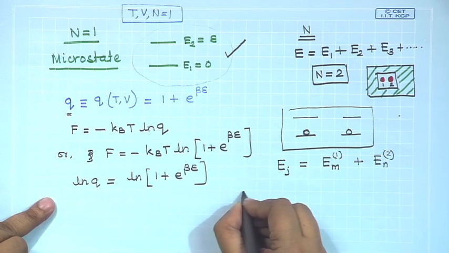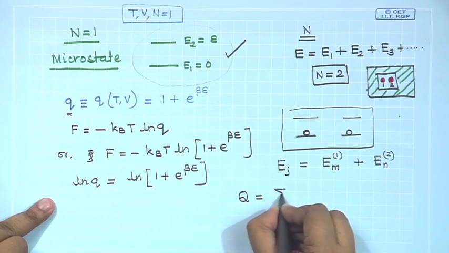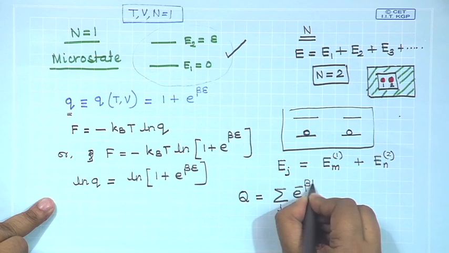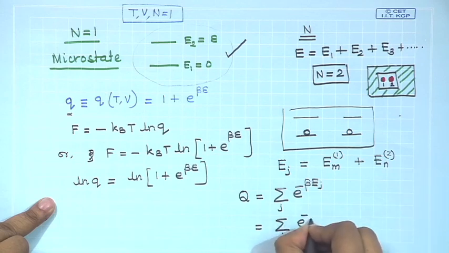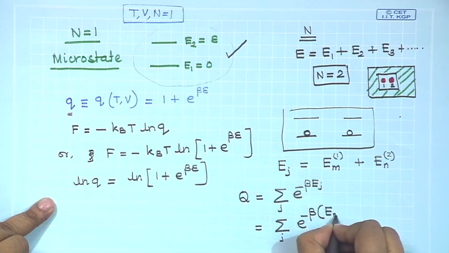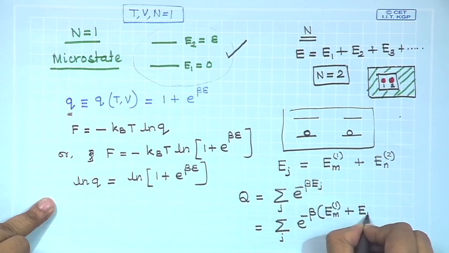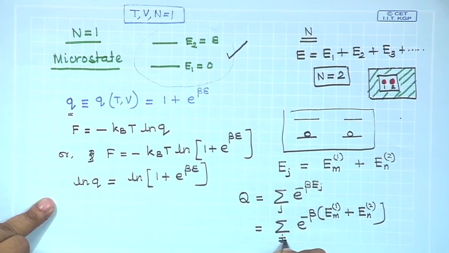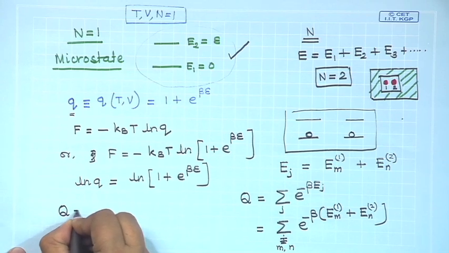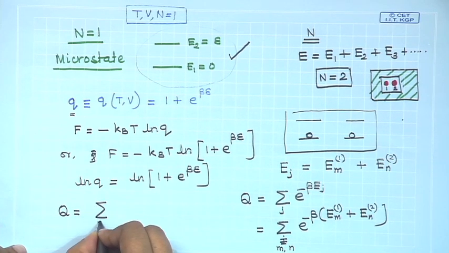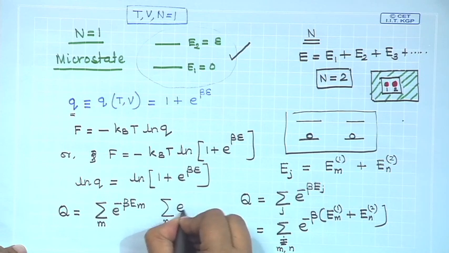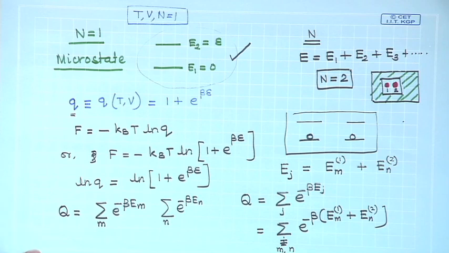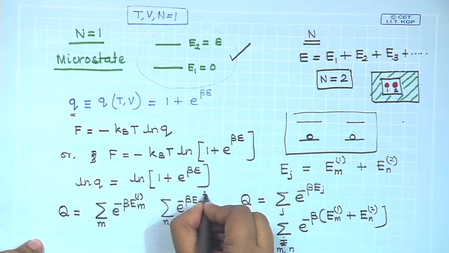So, what is the total partition function of the system then? That is going to be summed over all j e to the power of minus beta E j. Now, E j is something like E m 1 plus E n 2, which means that instead of j, I will now have to sum over m and n. So, in practice, what I have now is two terms: the sum over m of e to the power of minus beta E m, and the sum over n of e to the power of minus beta E n. This is for particle 1 and this is for particle 2.